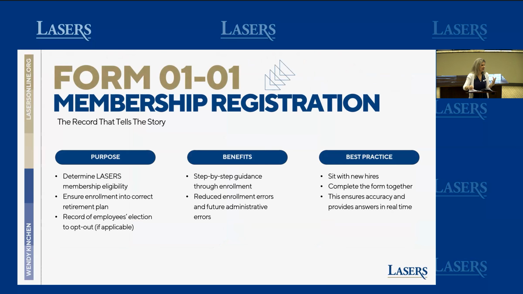It seems like a little extra step, I know, because the registration form doesn't have to be submitted to Lasers, but it is your guide. So let's talk about the importance of that form, 0101 membership registration. The purpose is that it is your guide. It is a guide step by step through the enrollment process. It was created by Lasers, so you don't have to go and create your own process. Just pull out the form. You have to ensure that they complete the form in all of its entirety. You have the record to determine if the employee is eligible to opt out. This is where they're going to make that election on this form.